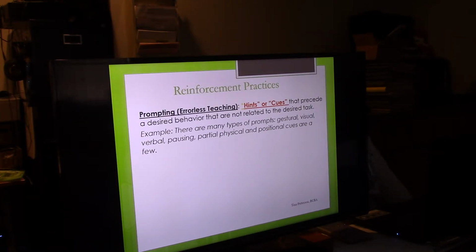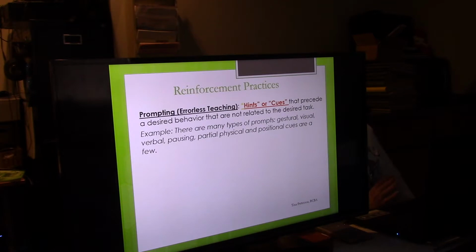Okay, so prompting or errorless teaching. So there's no room for errors. We want to make sure that they are successful with every turn. Even if we have to prompt, they're going to do it again. Even if we have to hold their hand, they're going to get it right. They're going to perform the action correctly. We don't want them to practice the wrong thing. So we're giving them hints or cues that precede a desired behavior that are not related to the desired task.